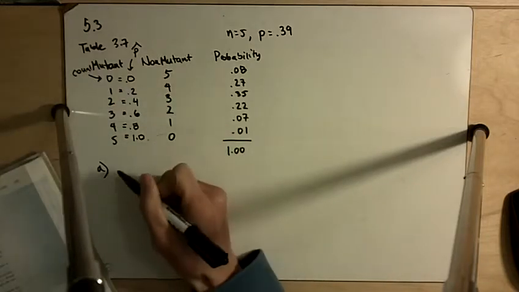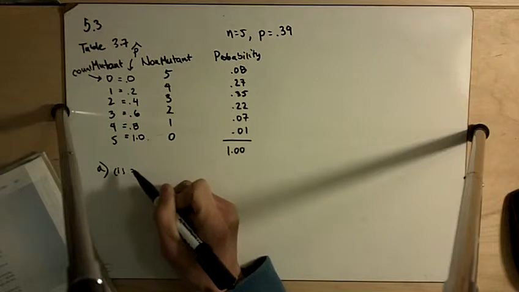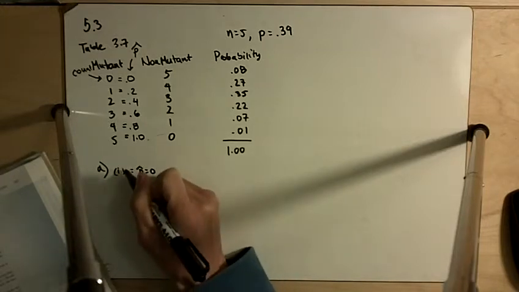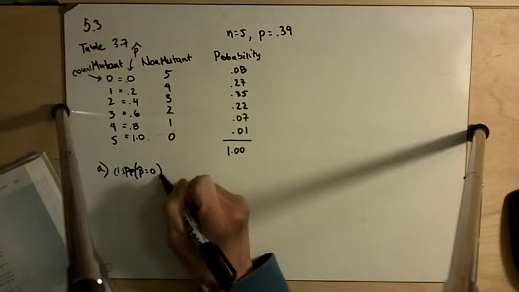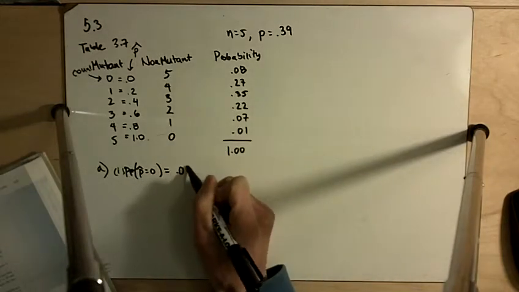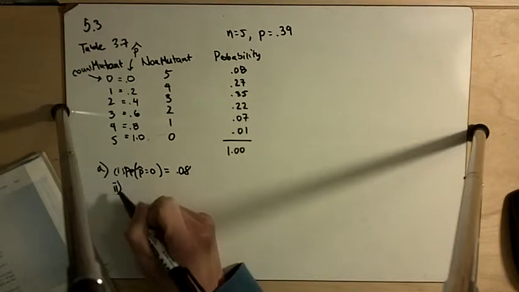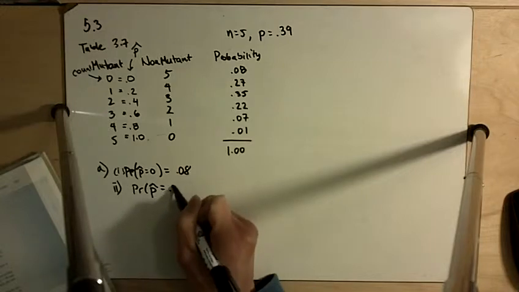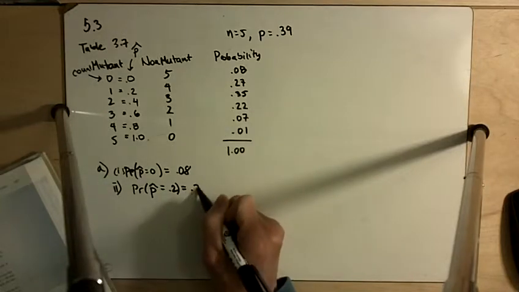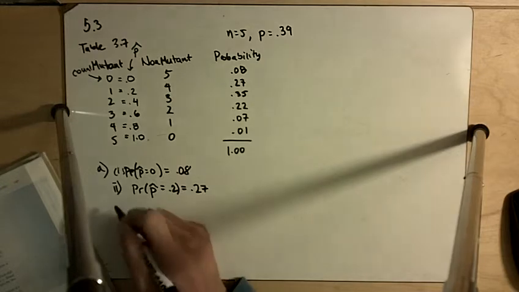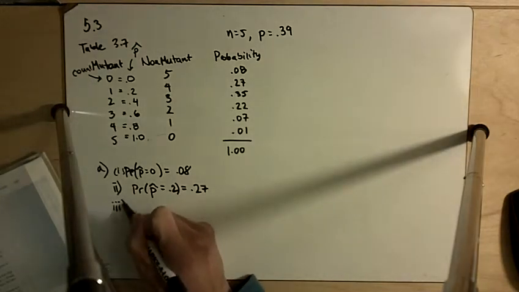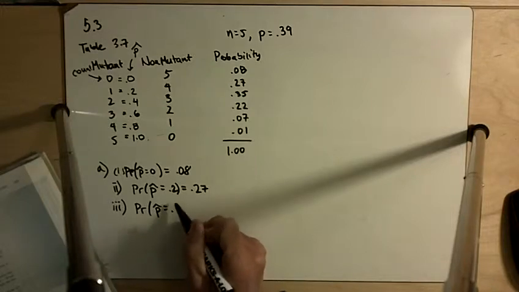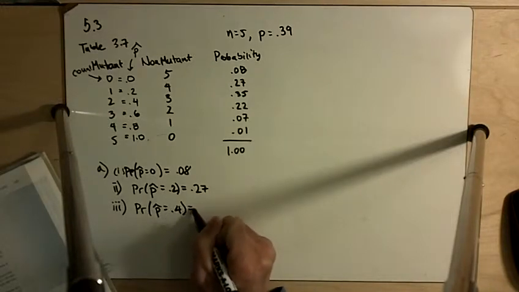Okay, so in A, part 1 asks, what is the probability that p hat equals 0? The probability of this is equal to 0.08. Part 2 asks, what is the probability that p hat is equal to 0.2? That's just going to be straight from the table, 0.27, and so on. Probability that p hat is equal to 0.4.